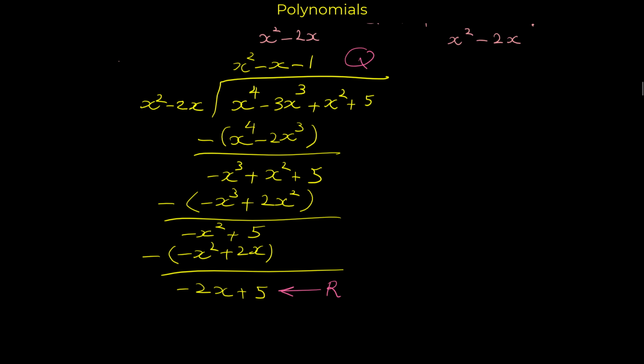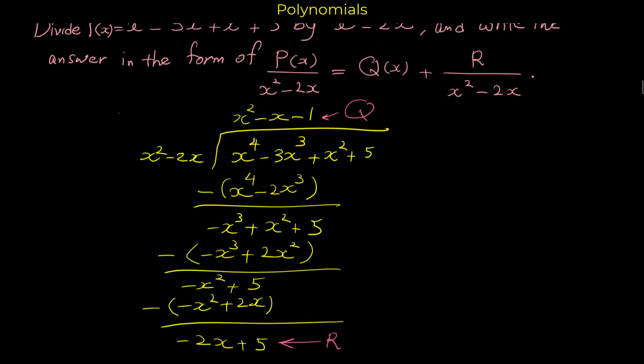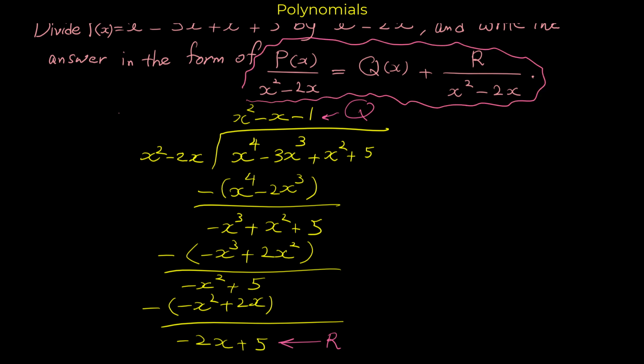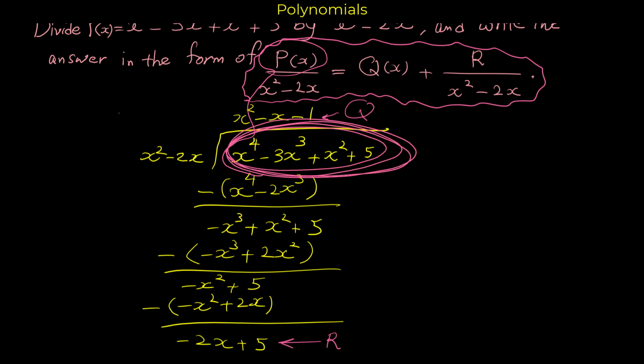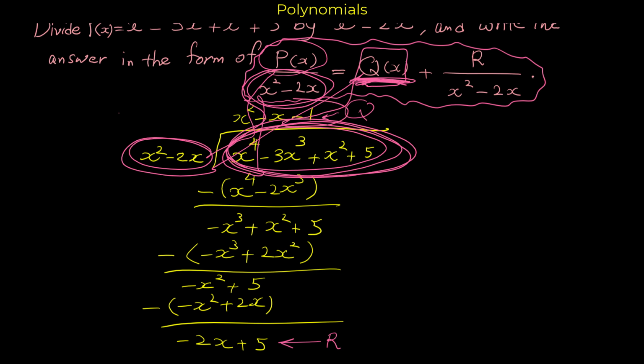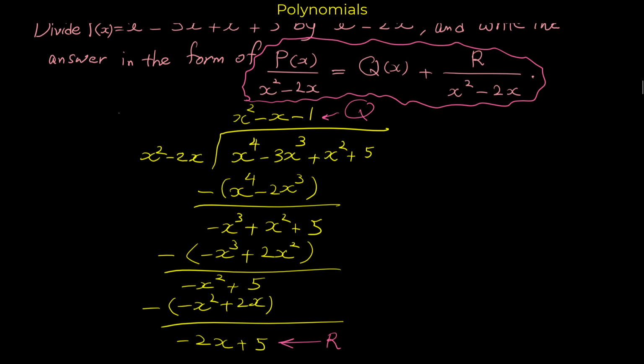So we are almost done. We just have to write this in this form. P of x is this polynomial, basically the dividend, which is divided by the divisor. The result of this division is the quotient, which is this polynomial. So let me write down this story here.